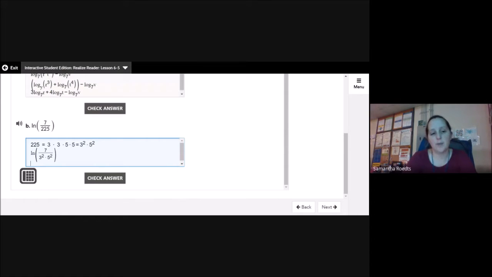Now I can use the quotient property of logarithms. So I have ln 7 minus ln of 3 squared times 5 squared. And then this is the product property. So I can do ln 7 minus the quantity ln 3 squared plus ln 5 squared. Okay. And then I can use the power property. So ln 7 minus 2 ln 3 plus 2 ln 5. Okay, and notice I still have this subtraction sign out front because I was subtracting the ln of 3 squared times 5 squared. So I need to distribute that. So I have ln 7 minus 2 ln 3 minus 2 ln 5.